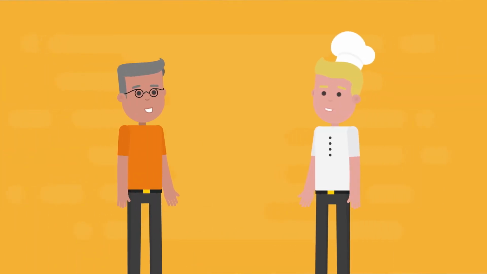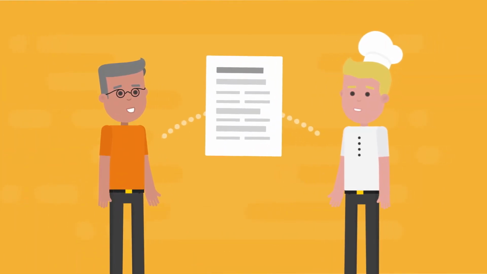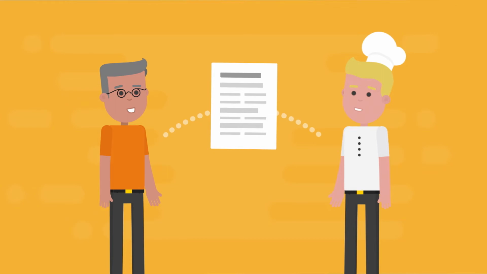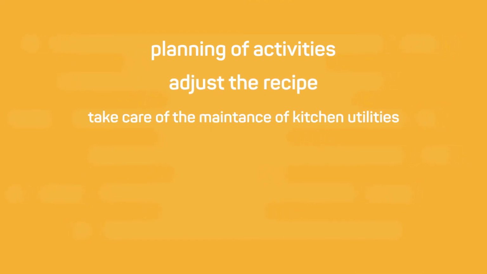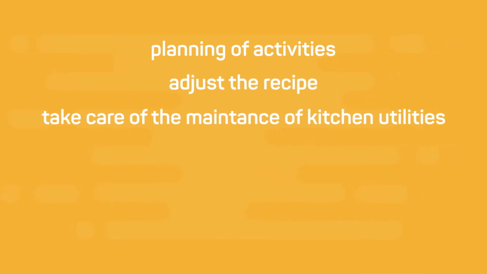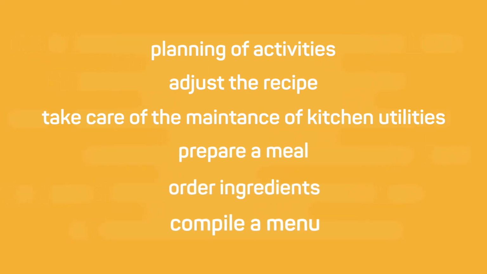The mobility coordinator sends the chef of the restaurant a template for this specific assessment. The template clearly indicates how the assessment should be undertaken. A few examples of indicators which will be measured are planning of activities, adjust the recipe, take care of the maintenance of kitchen utilities, prepare a meal, order ingredients, compile a menu.